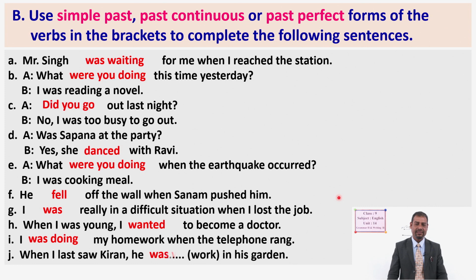Okay, let me check. Yes, he was walking in his garden. It means that walking already started in the garden, okay, and at the same time, I saw Kiran there. So he was walking and at the same time another action took place, that is, saw Kiran, okay. So this is how you have to find out to use simple past, past continuous and past perfect.